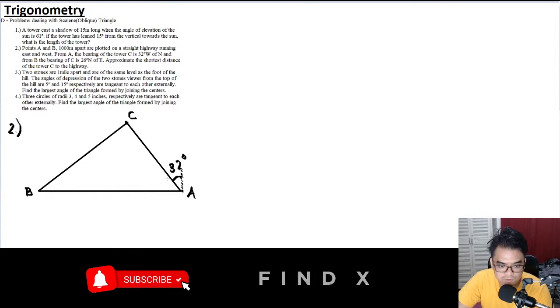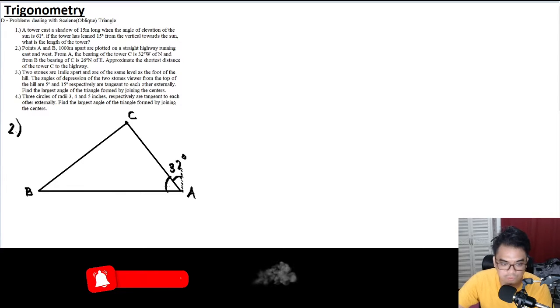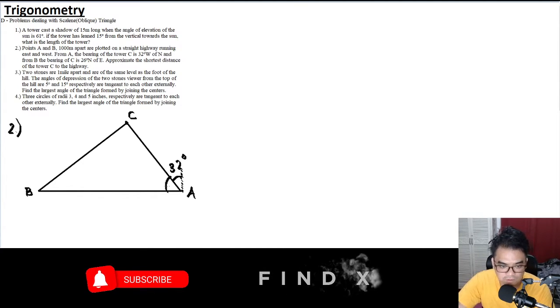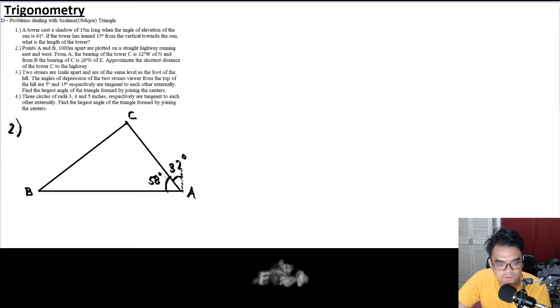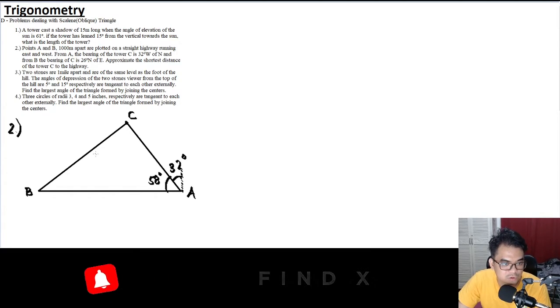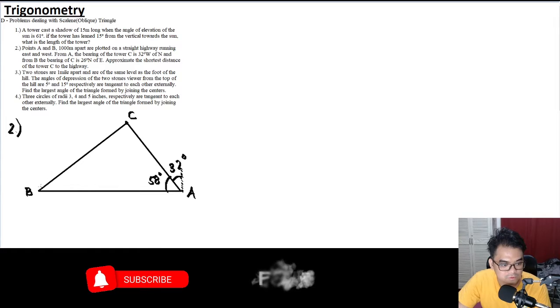Okay, therefore if that is 32, of course this whole angle is 90, right? So that is 58. So this will become 58. Okay, and then the next one, the bearing of the tower C from B, the bearing of C is 26 north of east. Okay, so east going north, so this will become 26.